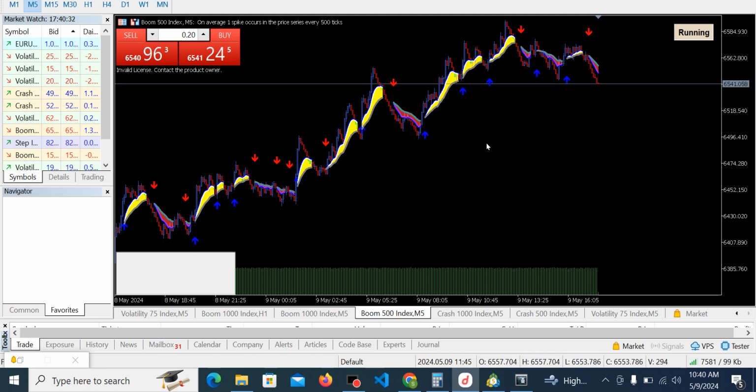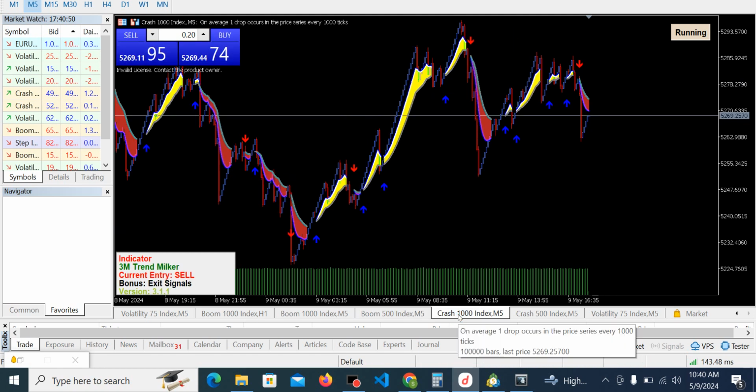The next asset is going to be boom 500, and boom 500 had been on uptrend for a very long time. It got to this resistance zone and was unable to go above that, so it's trying out a downtrend right from here. So we expect more of a selling opportunity than a buying opportunity for boom 500.